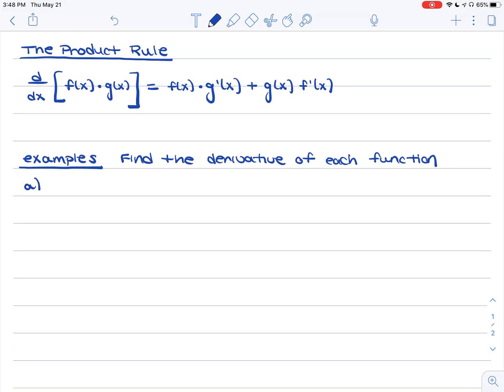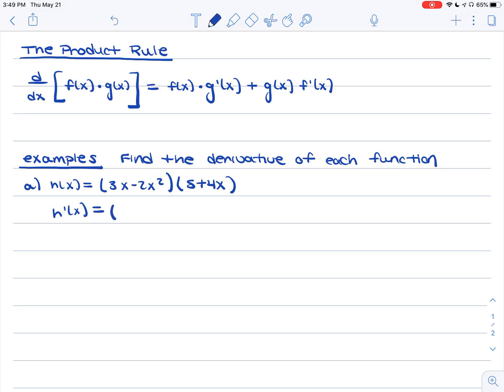All right, let's start with h of x is equal to the quantity 3x minus 2x squared times the quantity 5 plus 4x. All right, and we are going to find the derivative of this using the product rule. So we're going to think of 3x minus 2x squared as our f of x up here, and the 5 plus 4x will be our g of x.